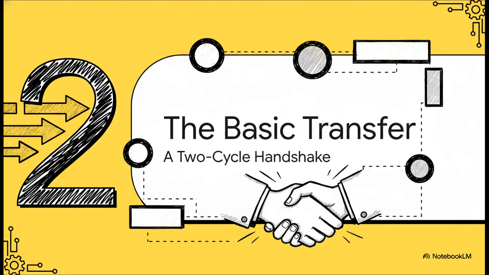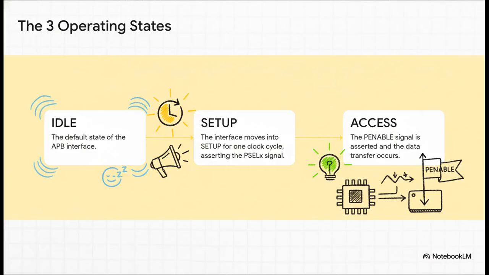Okay, so that's the what and the why. Now let's get into the how. We're going to look at the core of any APB transfer, and it all comes down to this really elegant two-cycle handshake. So every single APB transfer follows this simple three-state rhythm.